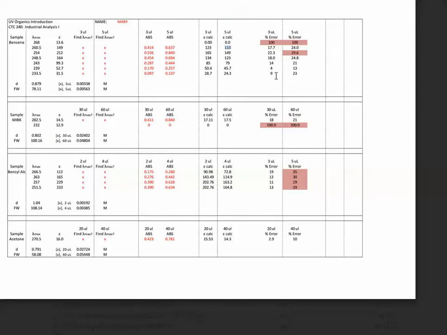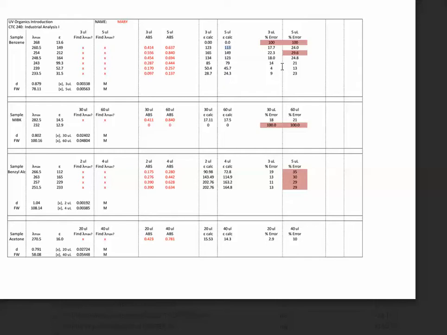So if you take a look at the data on this spreadsheet, you're seeing that all of my 3 microliters are fairly lower compared to the 5 microliter sample. Yours might not be the exact same thing. Yours might show something completely opposite. But it's up to you to explain why that is happening. So here, my 5 microliter is giving me a bigger error overall than my 3 microliter sample.